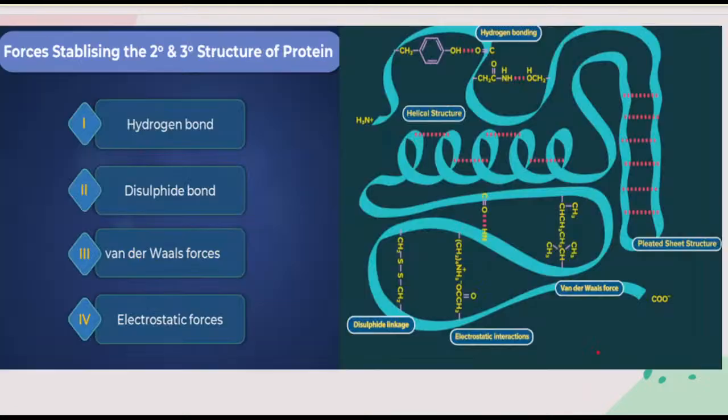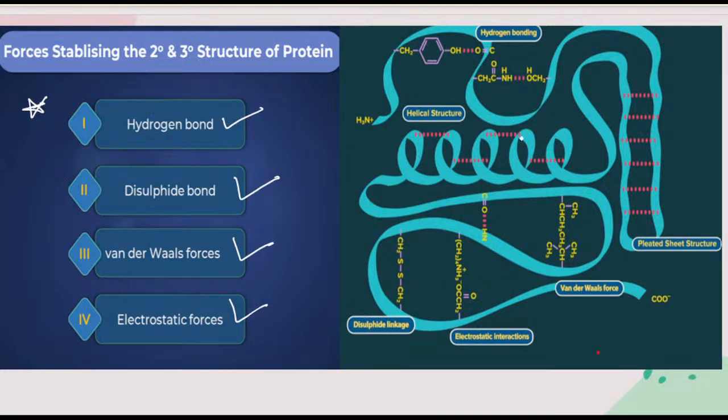If we are talking about the bonding here, this is the most commonly asked question: which kind of forces are present in proteins? Hydrogen bonding, disulfide bonds, van der Waals forces, and electrostatic forces. This is a really important topic. Okay, let me select this. It's not moving, I'm sorry.